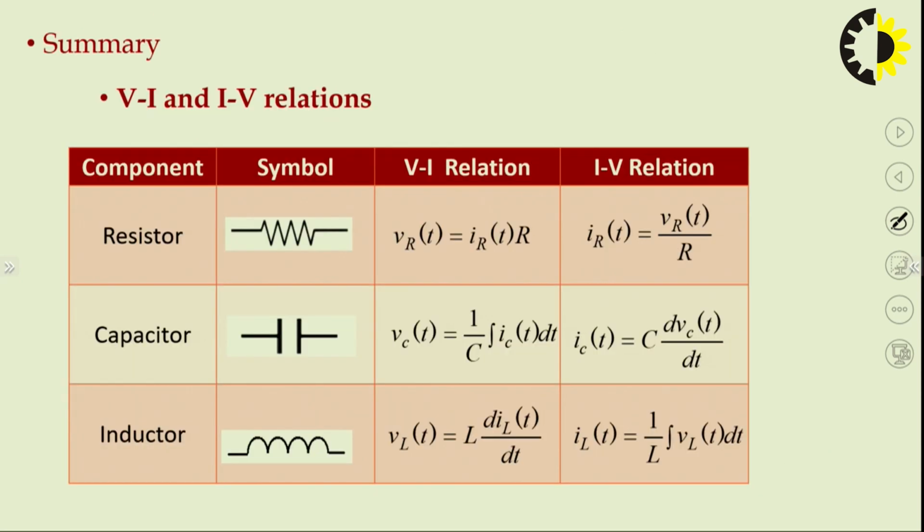I have already discussed the voltage and current relation between resistor, capacitor and inductor. So, you have seen this, V is equal to IR and I is equal to V by R. V is equal to 1 by C integration of IC dt, so IC is equal to C dV by dt. V is equal to L di by dt, so I is equal to 1 by L integration of VL dt.